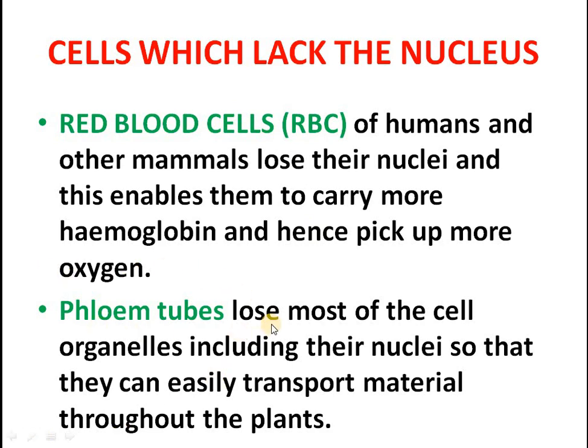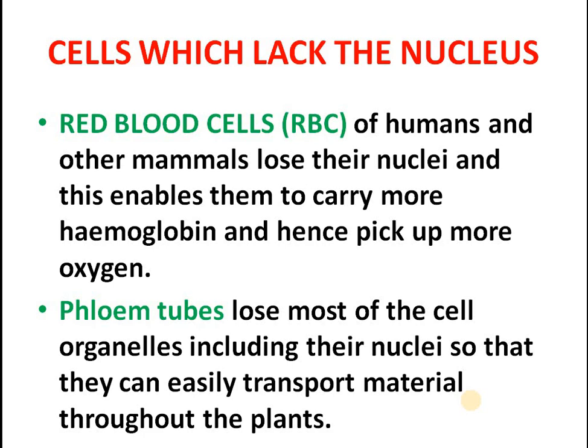And the main function of the phloem tube in the plant is transportation of food from leaves to all the parts of the plant. So to do this work or to transport material in an effective way, they usually lose their other organelles as well as nuclei, so that they have so much of space inside the cell so that they can easily transport food throughout the plant.